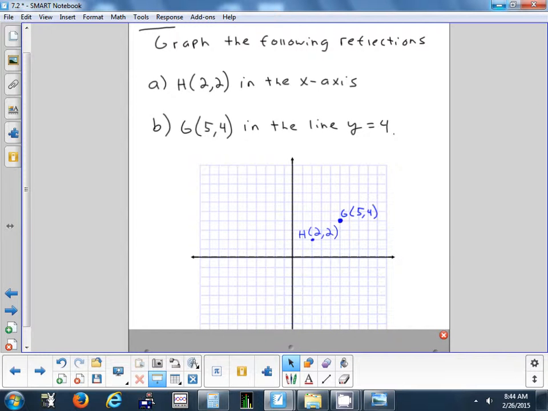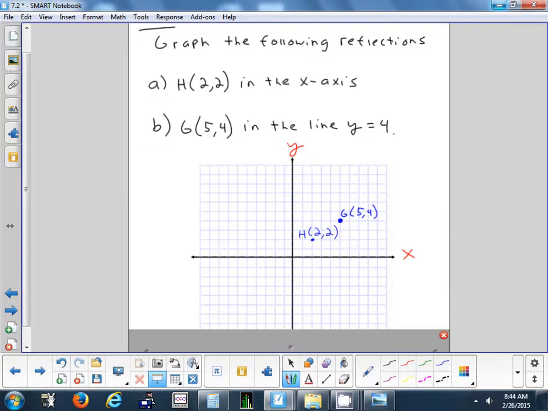Okay, first one they want us to graph is the point (2, 2). They want us to graph that in the x-axis. When they say graph it in the x-axis, it means reflect it over the x-axis. Yeah, that's what that means. Okay, so this is x, this is y.